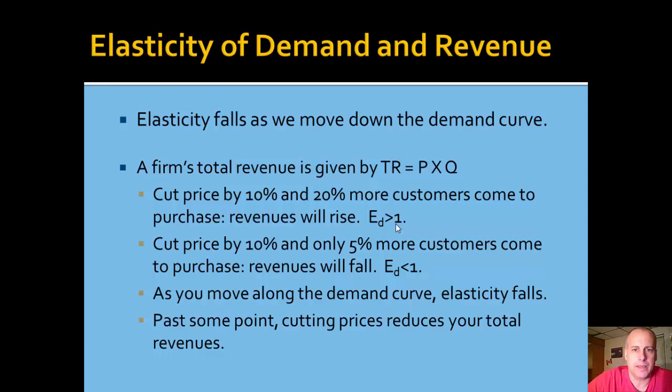Okay. Now, why do we care? We care when we think about elasticity as we move down the demand curve. A firm's total revenue, the amount of money that a firm takes in, is given by price times quantity. So if we cut the price by 10% and 20% more customers come in to purchase, we'll see an increase in revenues. Revenues is this relationship between price and quantity. If we cut the price by some percentage and we get a higher percentage increase in customers, our revenues will grow. We'll have more money in the cash register at the end of the day.